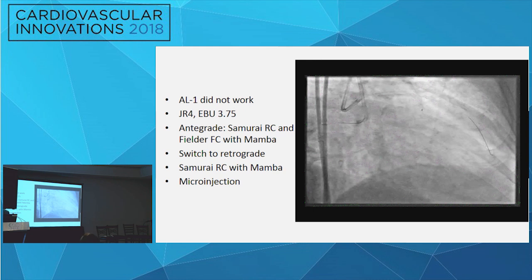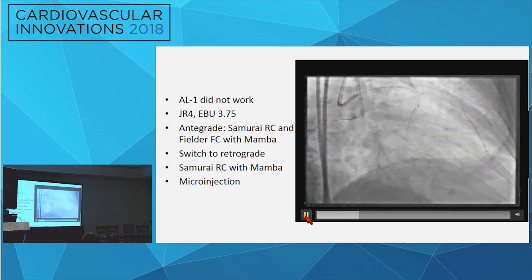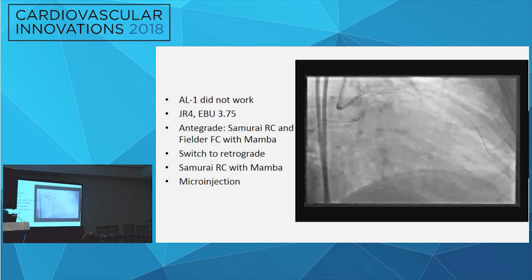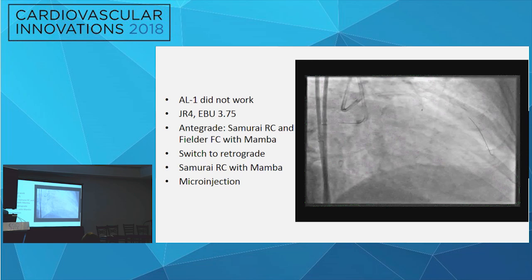So we initially thought, okay, maybe we can give it another try, antegrade. Sometimes you can form a little microchannel or something like that. And so we tried a Samurai RC and then a Fielder FC guide wire antegrade with a Mamba microcatheter, but ended up with essentially the same problem. It kept going subintimal. So we said, okay, I think we've had enough of this, and really going by the hybrid algorithm, although it is not technically a CTO case, we should switch strategy and go retrograde.